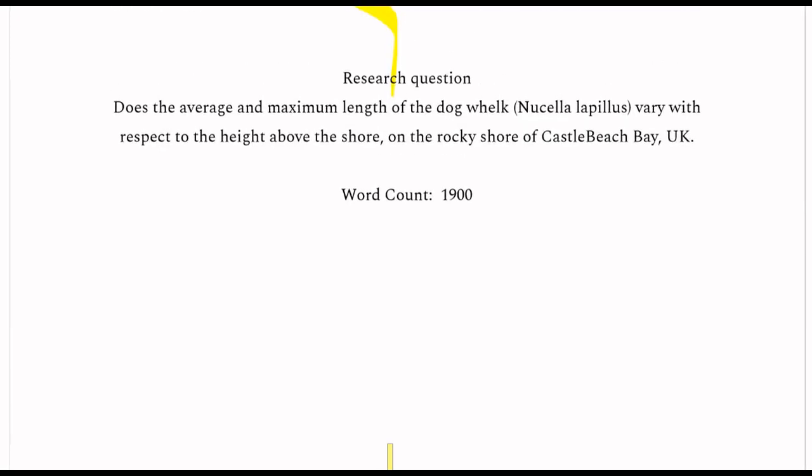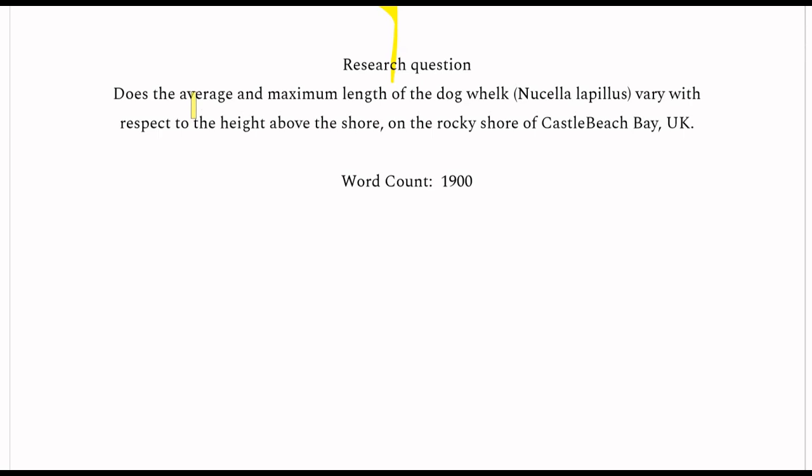Now, looking at the research question, okay, average and maximum length, italics, come on, it's a species name, and height above shore. What height above shore? What does that mean?